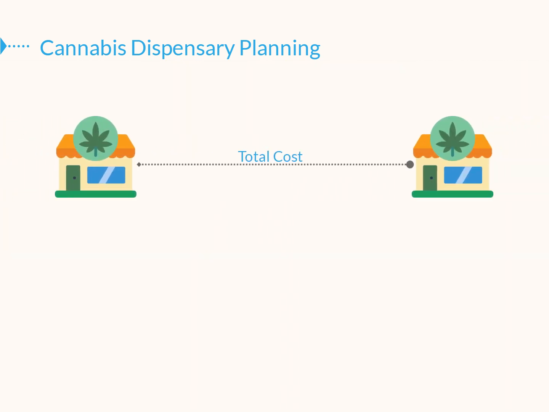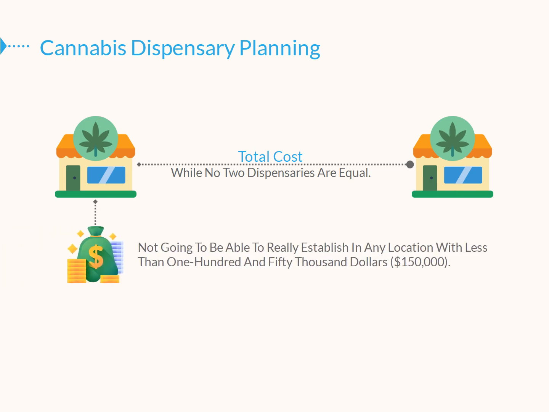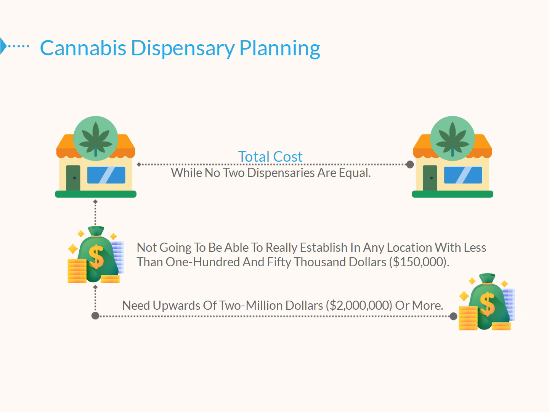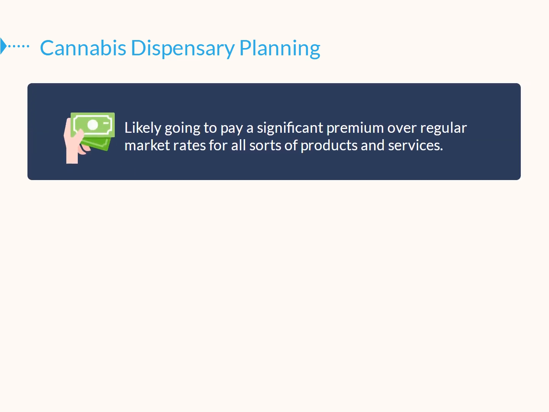In terms of the total cost, while no two dispensaries are equal, you're probably not going to be able to really establish in any location with less than $150,000, and in regulated markets with extensive capital requirements, you could easily need upwards of $2 million or more. Additionally, as a cannabis dispensary, you are likely going to pay a significant premium over regular market rates for all sorts of products and services.